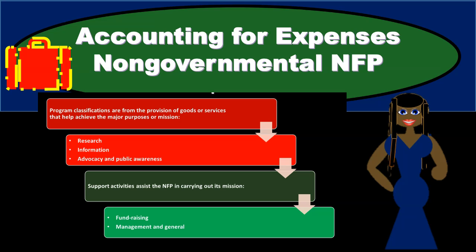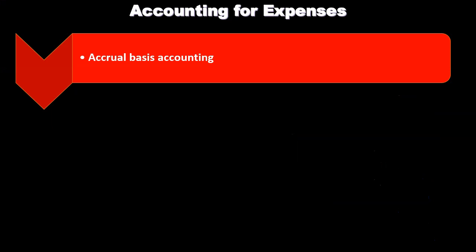In this presentation, we will discuss accounting for expenses related to a non-governmental, not-for-profit organization, a non-governmental NFP. The expenses will be accounted for using an accrual method. So we're going to be using the accrual method. When we think of the accrual method related to the expense side of things, we're thinking about the matching principle, otherwise known as the expense recognition principle.